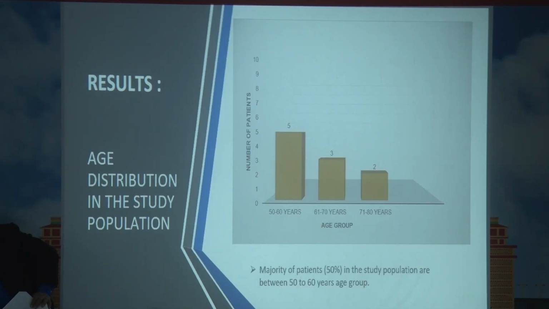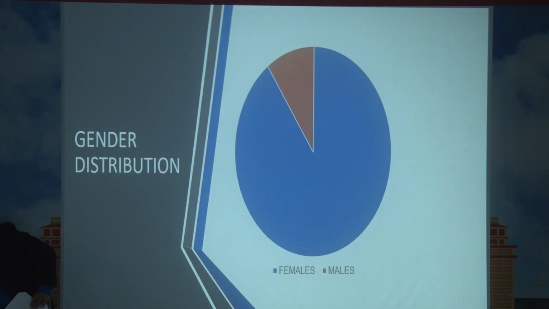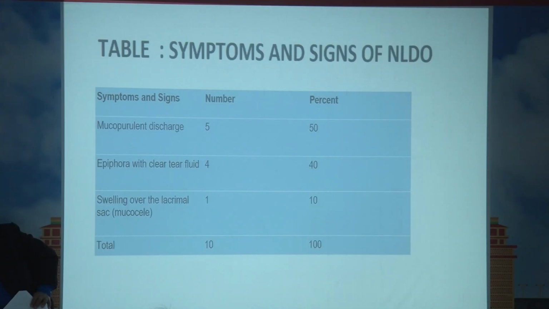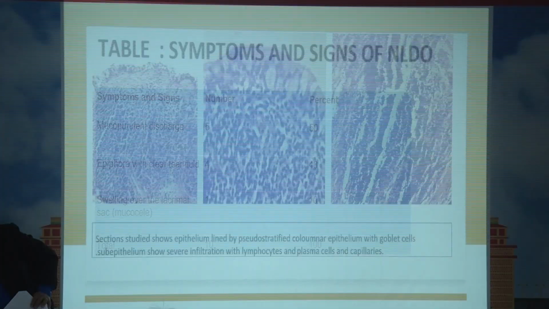The results: age distribution in the study population, the majority of my patients belong to the 50 to 60 years age group, and gender distribution, the majority of the patients were females. About 50% of the patients came with signs of mucopurulent discharge, and 40% with epiphora with clear fluid, and one patient we got with a mucocele.